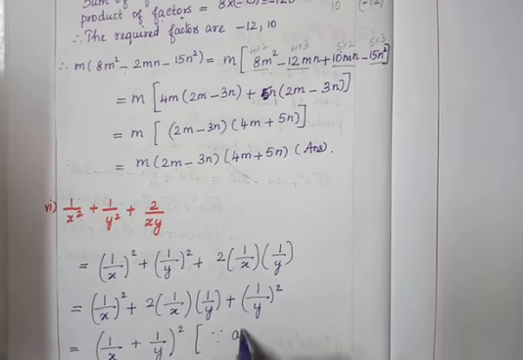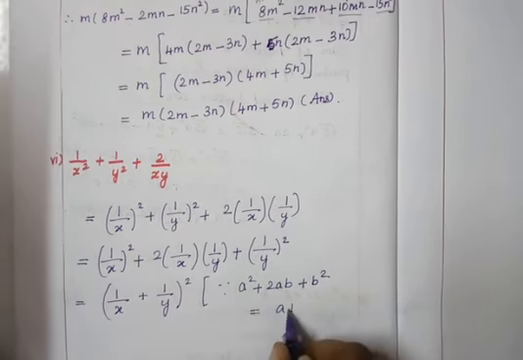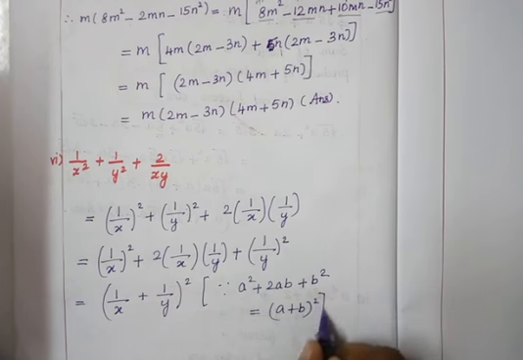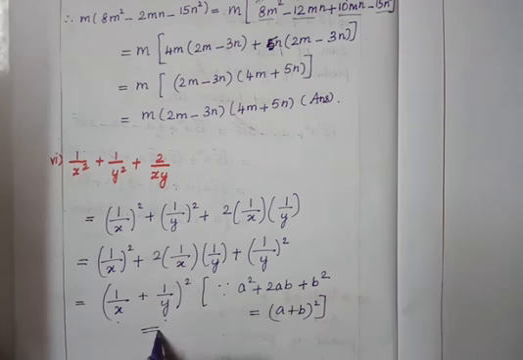Using the identity, a square plus 2ab plus b square is equal to a plus b the whole square. Here a equal to 1 by x and b equal to 1 by y. This is the answer.